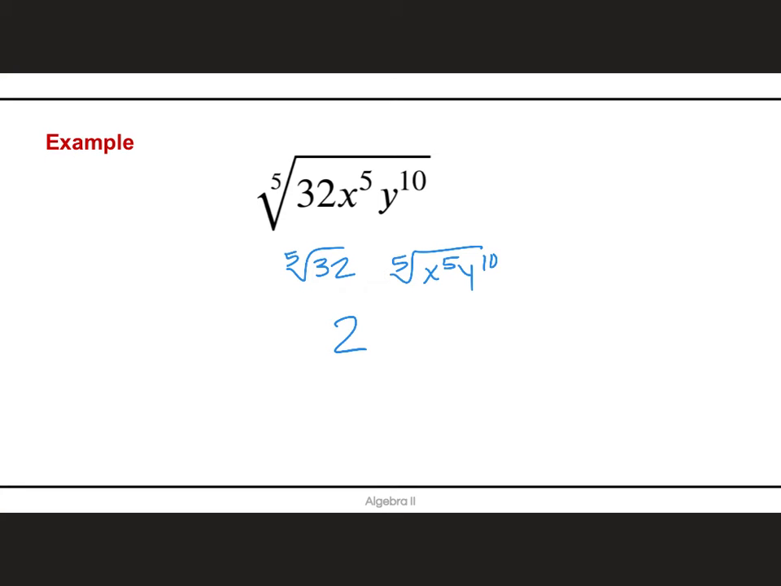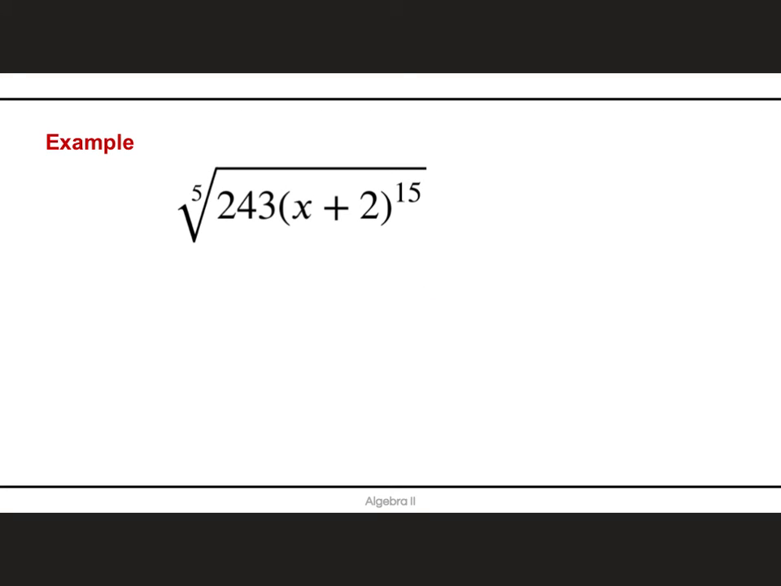And then the 5th root of x to the 5th, y to the 10th. So x to the 5th, I will do 5 divided by 5, that's 1. And 10 divided by 5, that is 2. So that'll be y squared. Okay. Again, please take time to pause and go through it at your own pace so you can process what I'm doing.